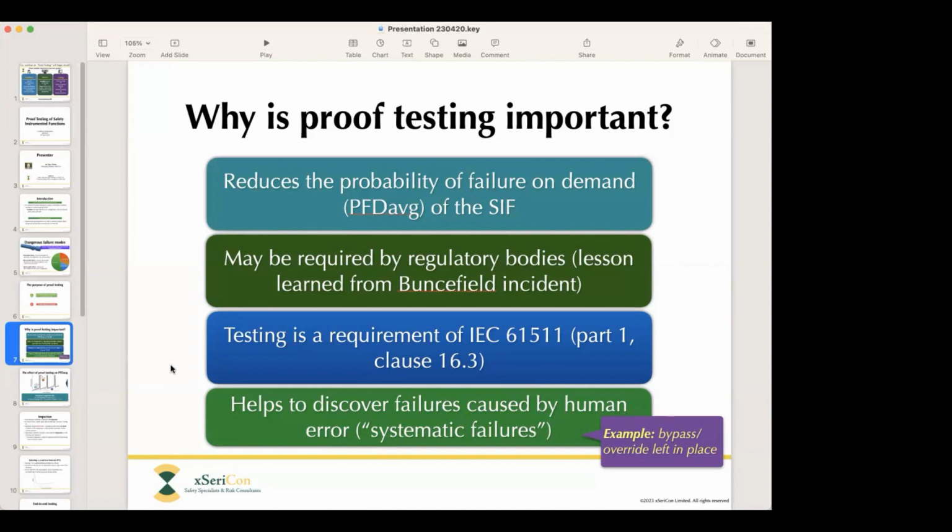And that should be picked up when we come back to do the proof testing, because if you proof test a function that's overridden, hopefully the function will not act, and then it will raise an alert for further investigation. So that's another good reason why proof testing is worthwhile.